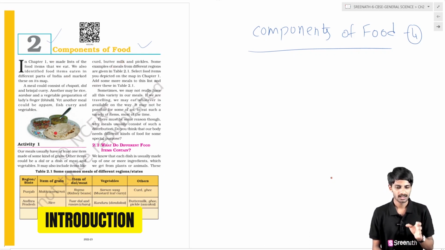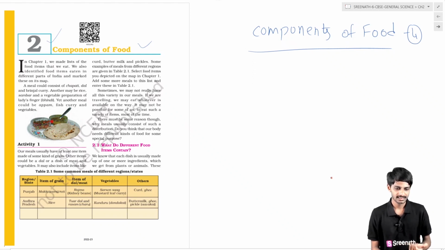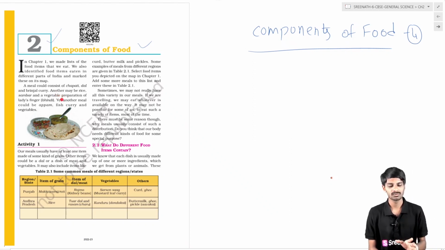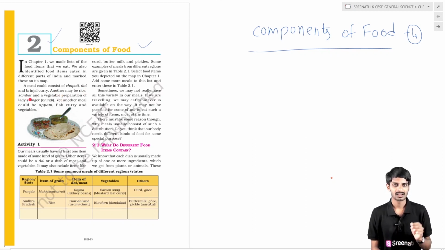Normally, what does a meal contain? If you see in this image, it is the chapati, and this is the dal, and this is a brinjal curry. Normally, in northern India, a meal contains a chapati and a dal or brinjal curry. What does a meal contain in southern India, especially in Andhra? That is rice and sambar and a vegetable preparation.